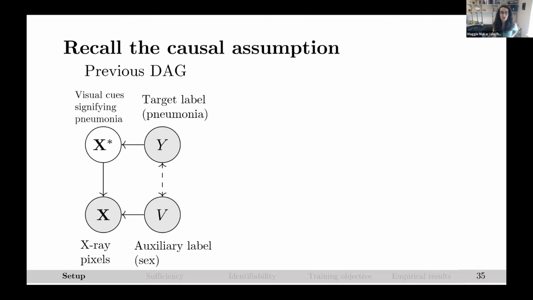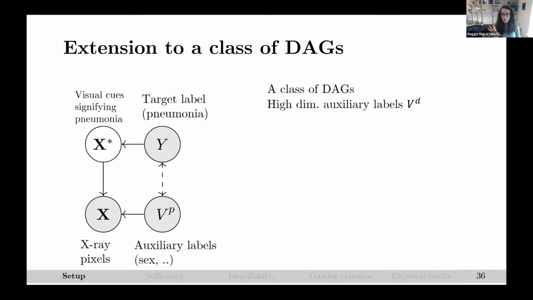So if you recall, this was our causal DAG that we discussed in the first part of the talk, where Y causes X star, which ultimately affects the inputs X. And we will keep that assumption, but we will relax the assumption that we have only one V. And this will allow us to consider a class of DAGs where the additional auxiliary labels could be one of many things. So this class of DAGs has a high dimensional set of auxiliary labels V^D, and I'm using the superscript D to tell us that we're no longer considering one V, but rather a vector of length D.